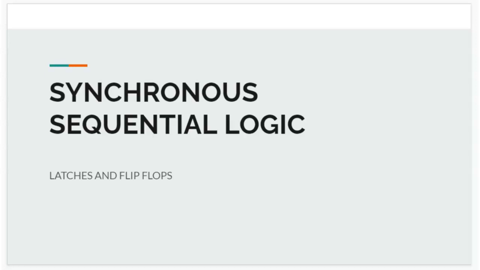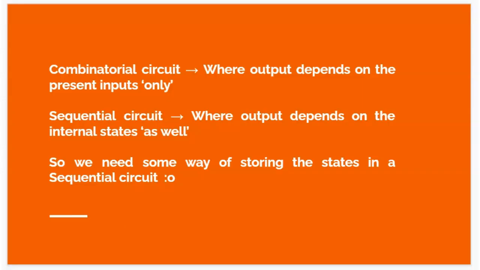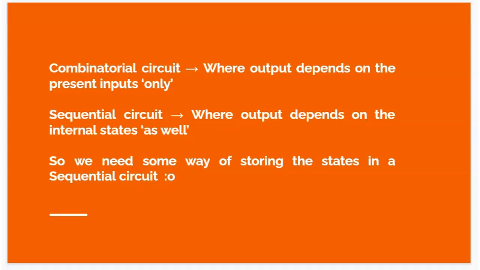So next we'll go to synchronous sequential logic, where we discuss latches and flip-flops. The basic difference between a combinational circuit and a sequential circuit is this. In a combinational circuit, the output depends on present inputs only, whereas in a sequential circuit, the output depends on the present inputs as well as the internal states of the circuit. Which means that there should be some mechanism in a sequential circuit which enables it to store memory.